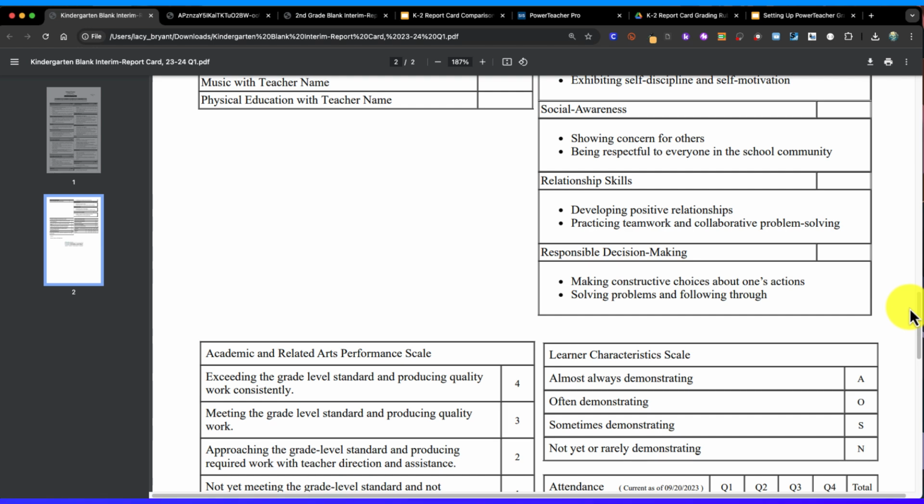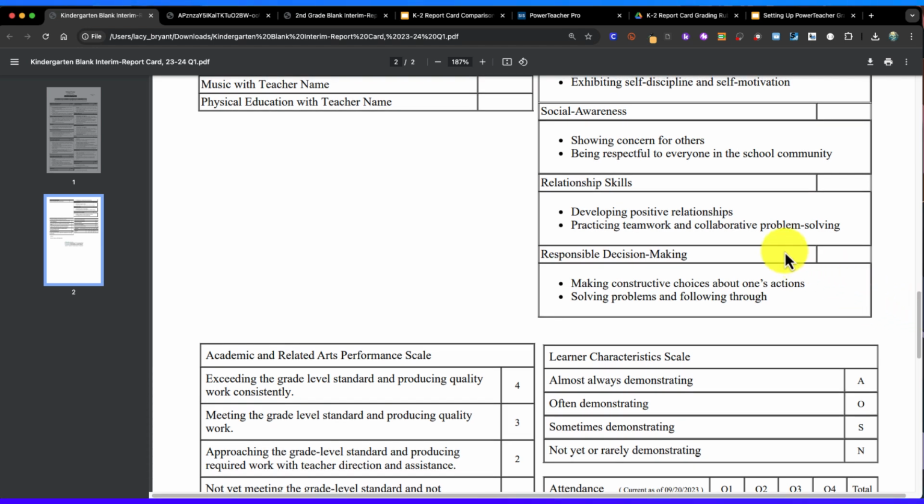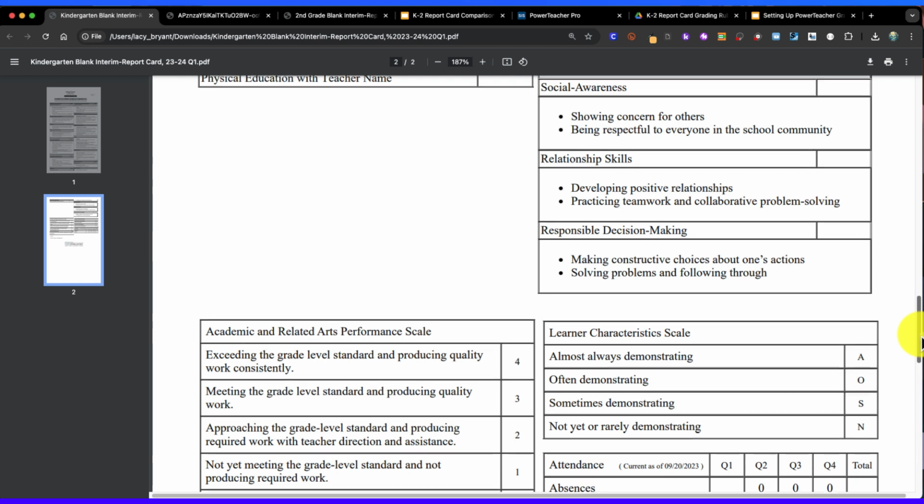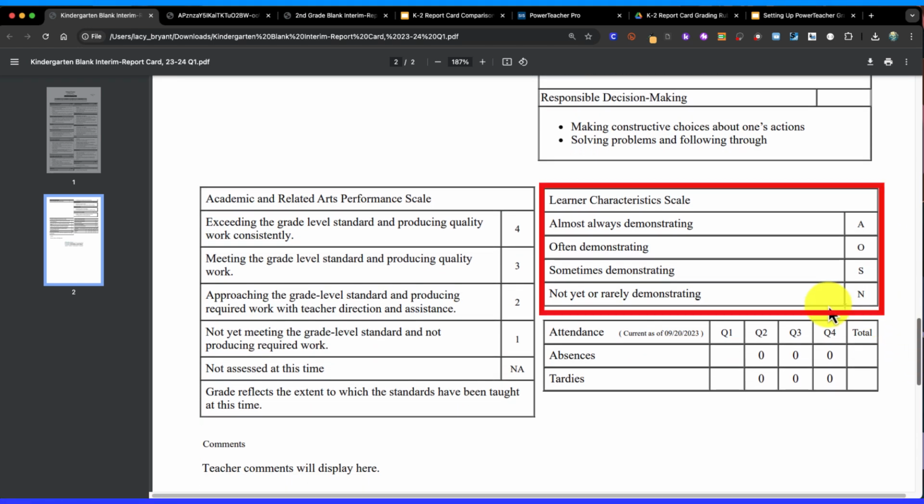Every student in grades K through 2 will receive a score in these learner characteristic areas every 4.5 weeks, either on a progress report or report card. The scale used for learner characteristics is right here on the right. An A indicates almost always demonstrating, an O is often demonstrating, an S is sometimes demonstrating, and an N is not yet or rarely demonstrating. This scale should look similar to any school that uses the BEST rating scale, as it is the same type of scale.